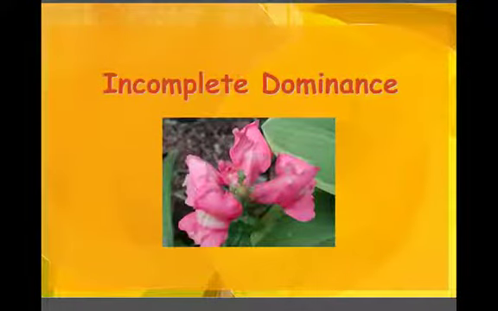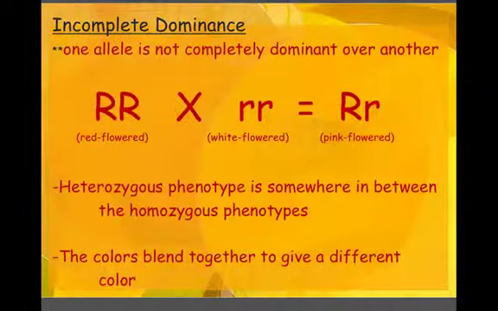To finish off the notes for section 11-3, we're going to talk about what other combinations are out there besides just straight dominant and recessive alleles. And the first one is what's called incomplete dominance. In incomplete dominance, one allele is not completely dominant over another.